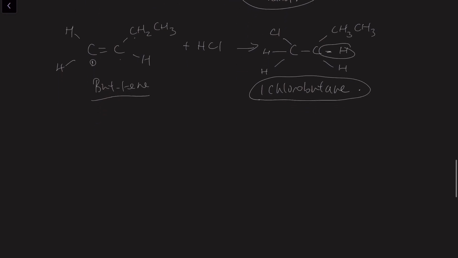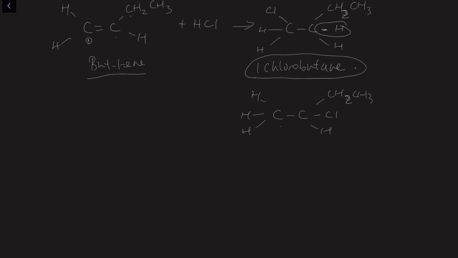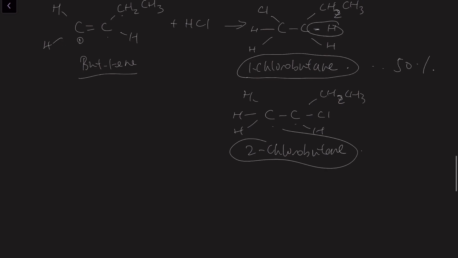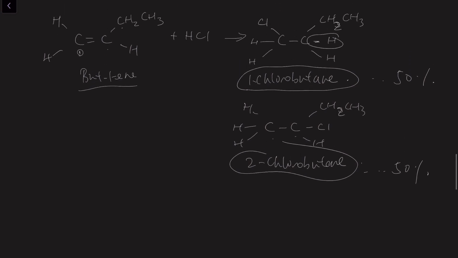Also, another possibility is that the chlorine atom gets added to the right hand side, and the hydrogen atom added on the left hand side. So here we get 2-chlorobutane. So there is a 50% chance to obtain 1-chlorobutane and another 50% chance of obtaining 2-chlorobutane when we had but-1-ene as our reactant.